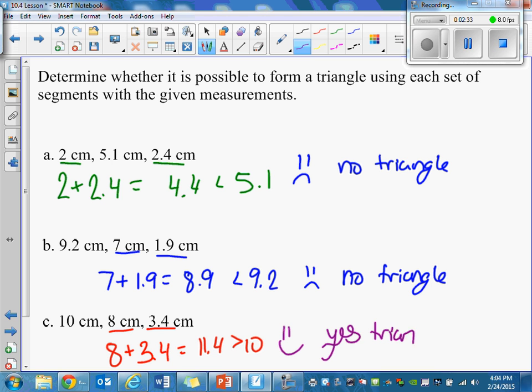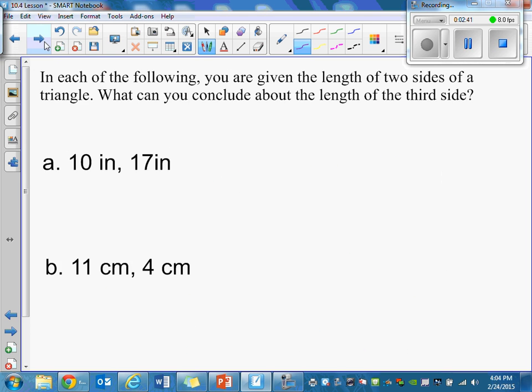I know I'm being really mathematical here with my moving letters and my yes triangle, no triangle. One day maybe I'll figure out why this pen moves my letters around.